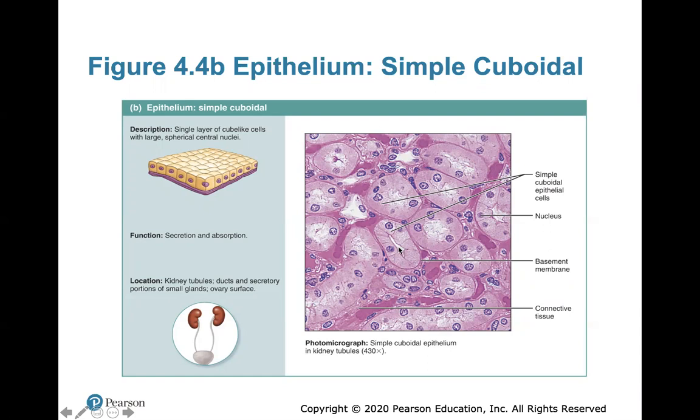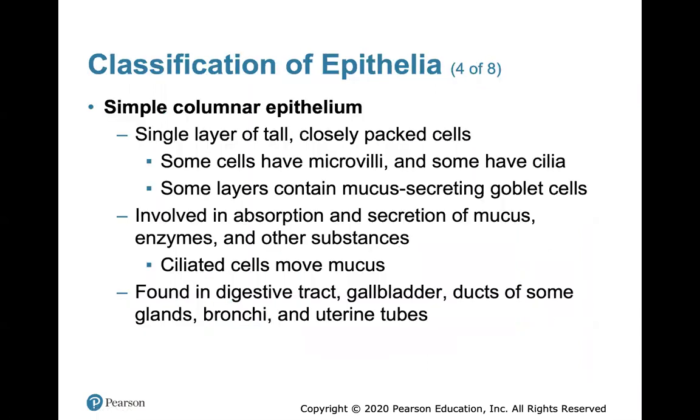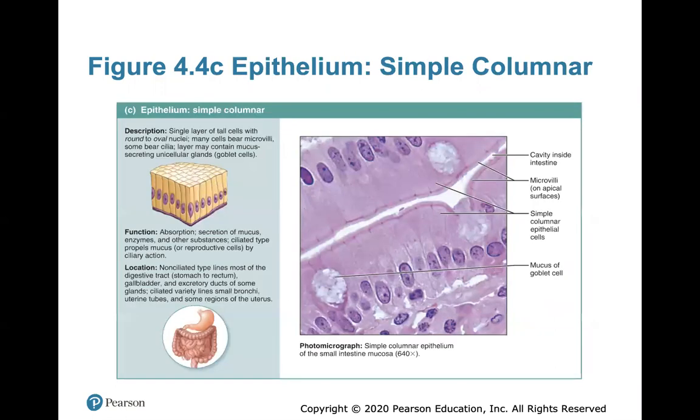Simple columnar is a single layer of tall, closely packed cells. Some can be ciliated to help move mucus around. So we can find these in the digestive tract, the gallbladder, ducts of some glands, the bronchi, and uterine tubes. And here we have simple columnar, and this is non-ciliated. So you see microvilli, but we don't see cilia. We do see goblet cells, which will secrete mucus.